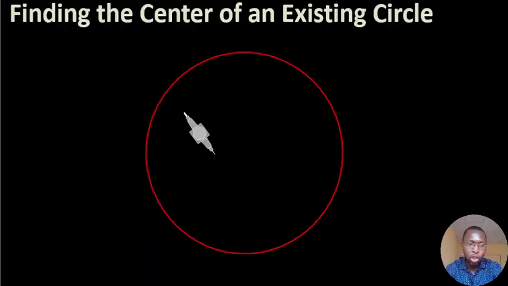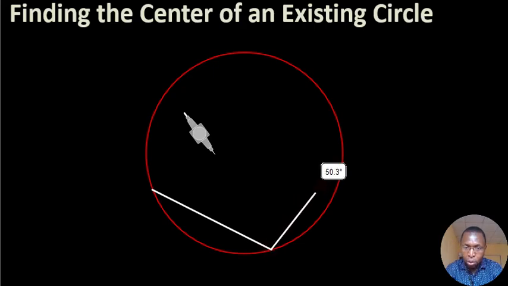Now, if you are given a circle and you want to find the center, the first thing you need to do is to draw two chords at any part of the circle. So this is one chord here, then the other chord too. But make sure the starting point of the second chord is at the other end of the first chord. So you do another chord here.